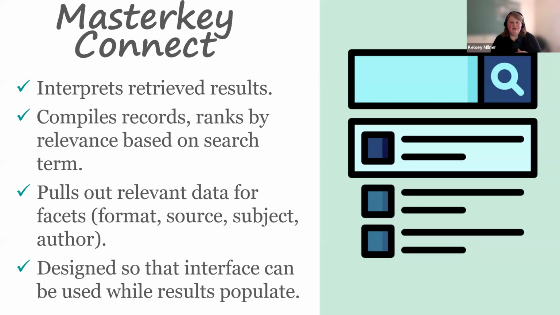Master Key Connect also pulls out the relevant data for facets so you can better narrow down your searches further. So now we have a little more sense of what's happening when we do our IC Spring search. A search of each library's catalog is performed at once via Z39.50, and then results are interpreted, compiled, and formatted by the master key tool.